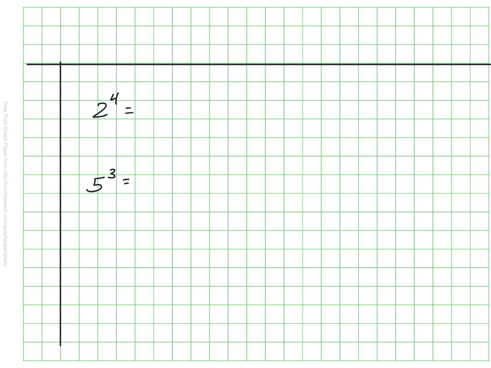Let's try each of these. So I have 2 to the fourth power and 5 to the third power. Take a moment and write down what you think would be the answers for each of these. Pause the video, and when you're ready to check, go ahead and unpause.